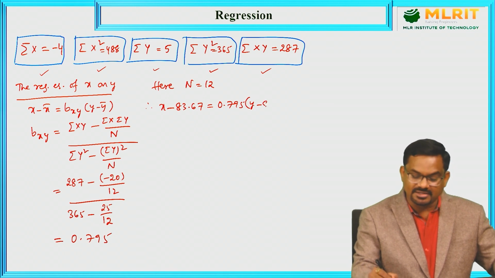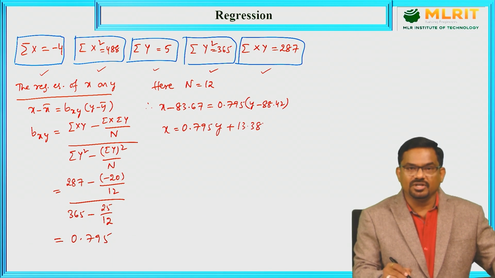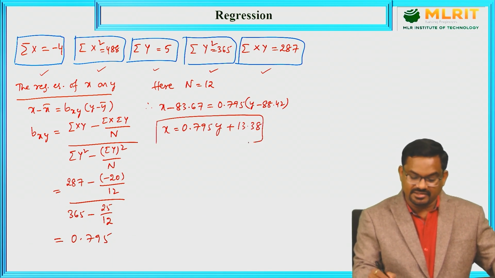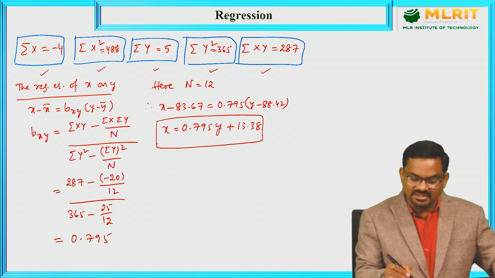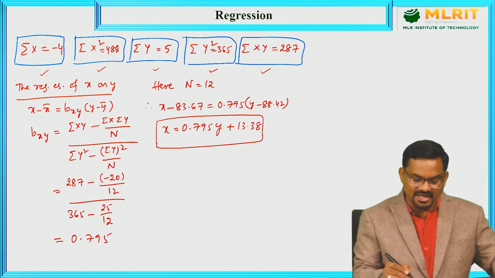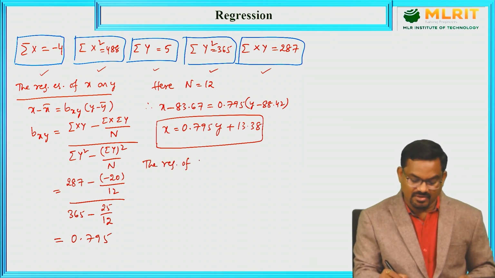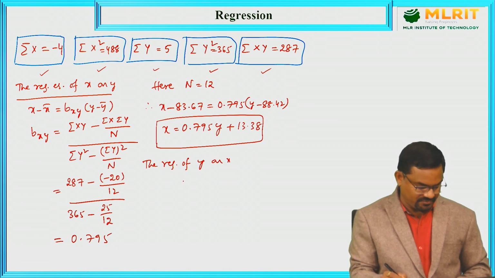And y bar is 88.42. So, after simplifying this, we get x equal to 0.795 y plus 13.38. This is the regression equation of x on y. That means x in terms of y. Similarly, we need to calculate the next one, the regression equation of y on x.